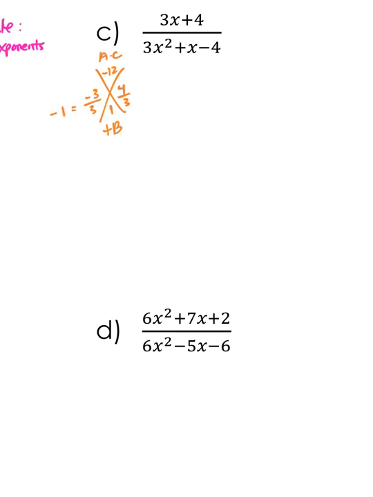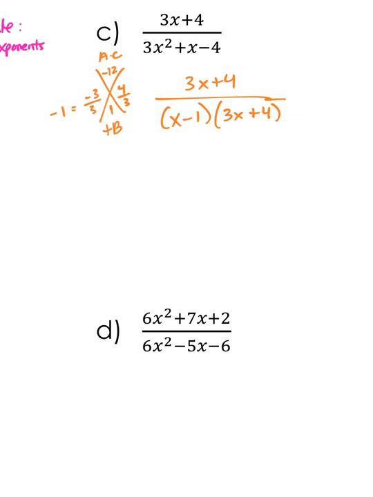So my factor becomes x minus 1. And then I've got this 4/3, so that would be x plus 4/3, which I would change to be 3x plus 4. And then I had that 3x plus 4 on the top.